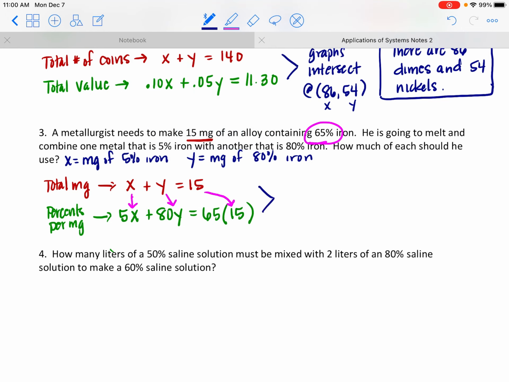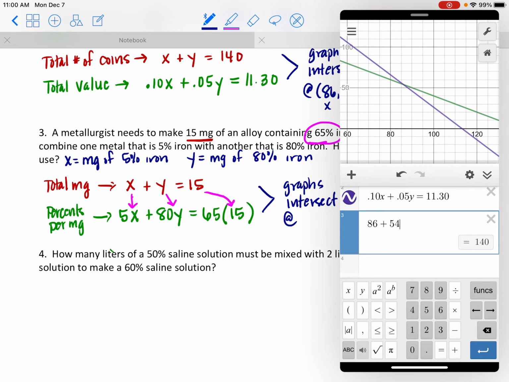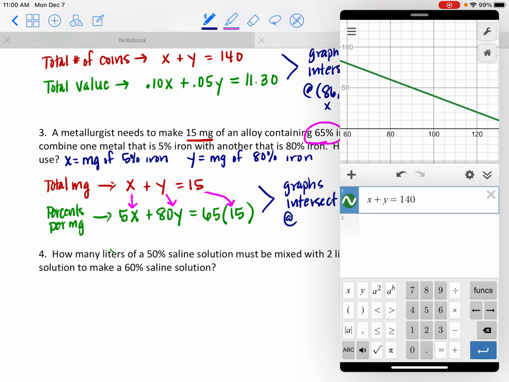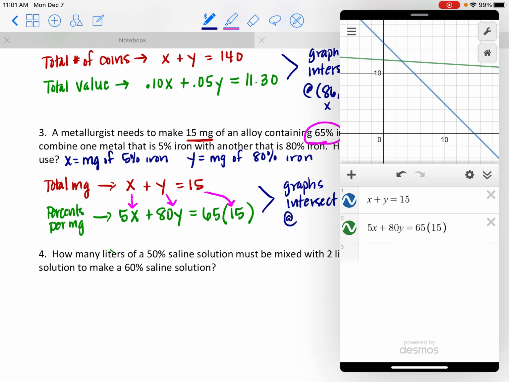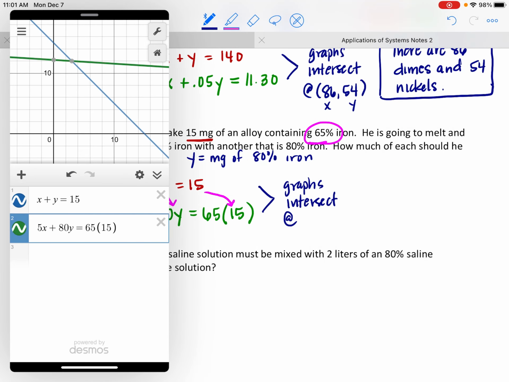We just need to solve, and I'm going to find where the graphs intersect again on Desmos. So the graphs intersect at, let's find out. And we could have decimal amounts here. There could be a decimal amount of milligrams, so just something to keep on the radar. We want X plus Y equals 15. There's 15 milligrams total. 5% for each milligram there, plus 80% for each milligram there equals 65% of the 15 milligrams in the mixture. And let's see, these are crossing here at 3 and 12. So at 3 and 12.